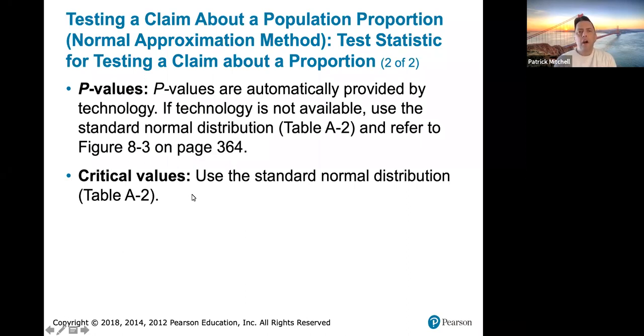So there are 2 main approaches to doing a hypothesis test. One is the p-value approach. P-values can be easily found by using technology, or if technology is not available, you can use table A2. Or you can use the critical value approach, and you can use table A2 for that also.